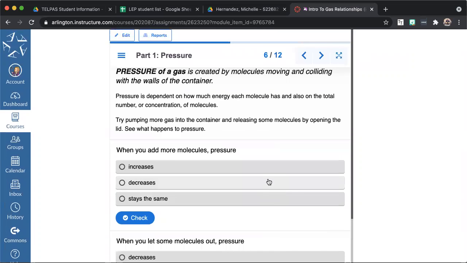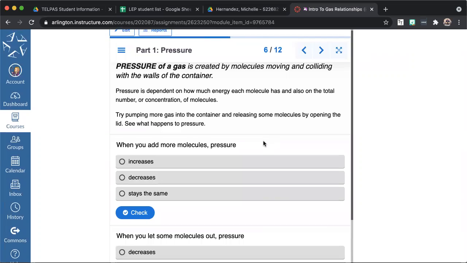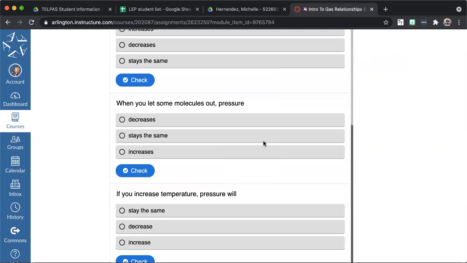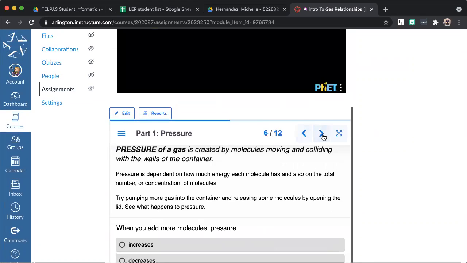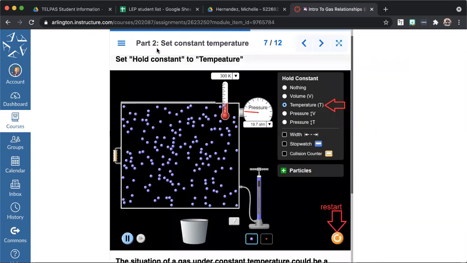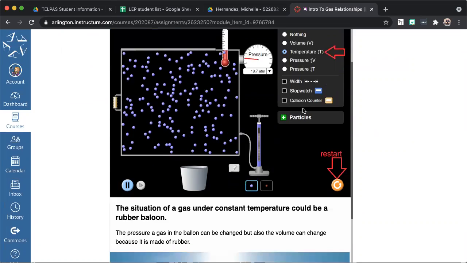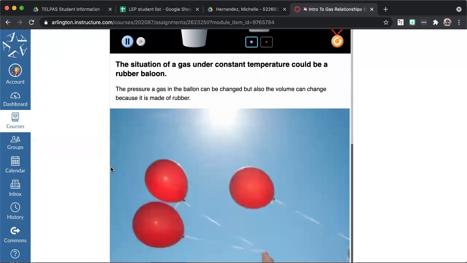Then it's going to go talk about pressure, okay? And it's going to go through pressure and have you look at the pressure and answer some questions about how pressure and temperature are related. Then you're going to switch things up. So notice how it says part 2 now. So you're going to go back and you're going to change it to now the temperature is going to be constant. And it's got some information here.